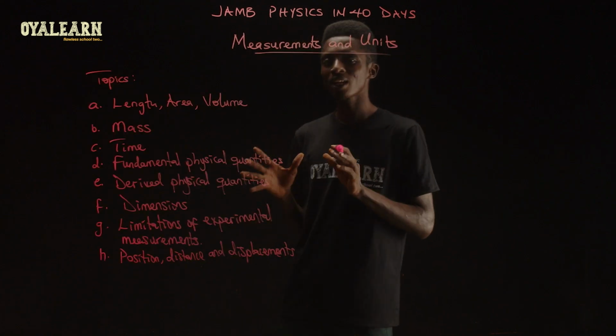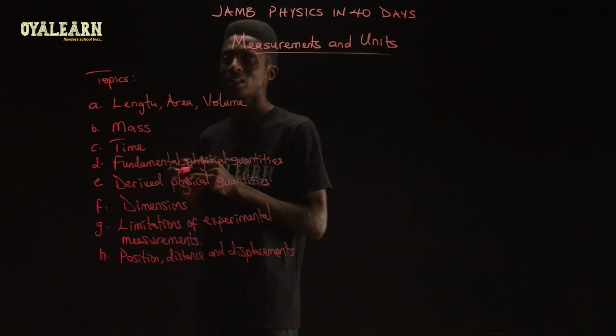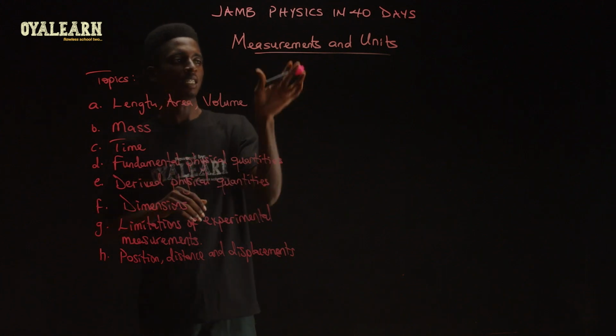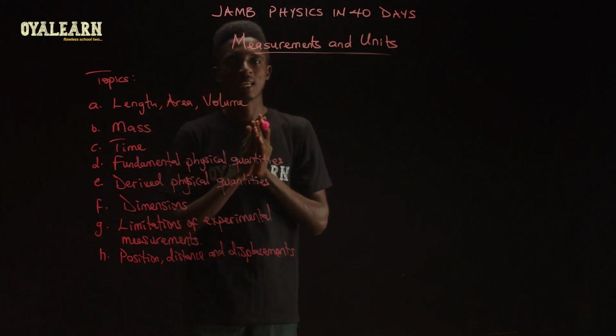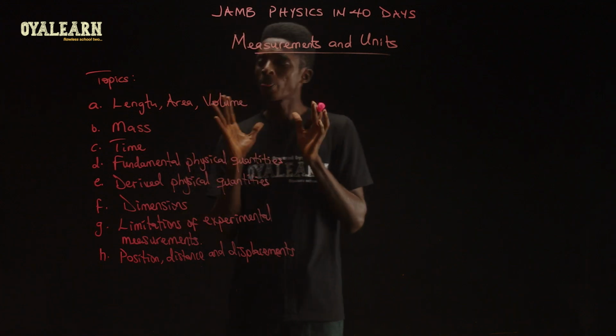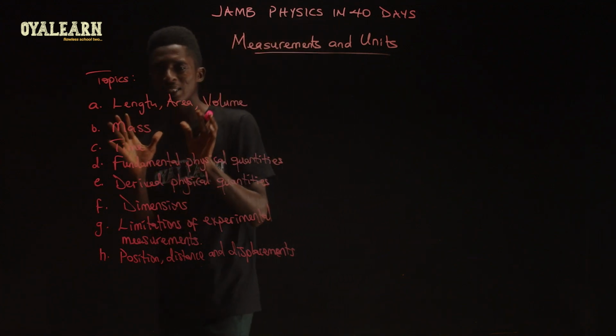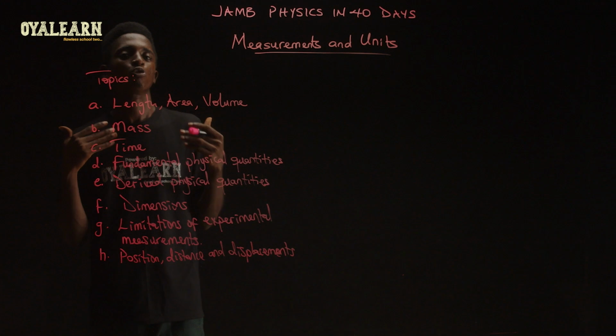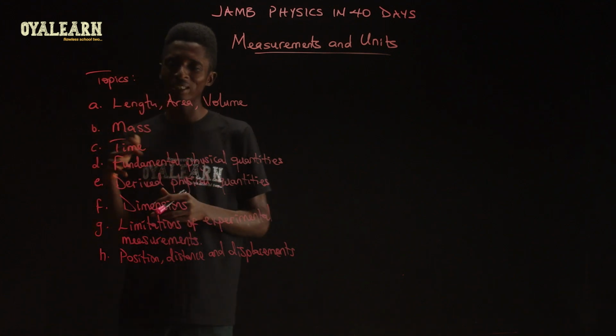Now, as I mentioned, there are 39 topics in the Jamb syllabus for physics. One of them is measurements and units, and this is what we'll be looking at first. Under measurements and units, these are the topics that you're expected to cover. So I'll do well to explain them a little bit.